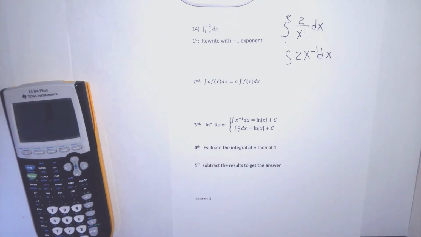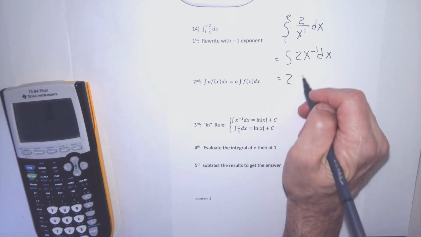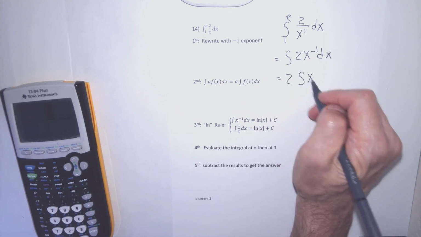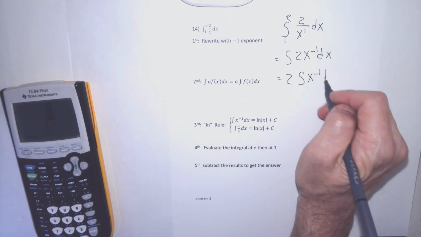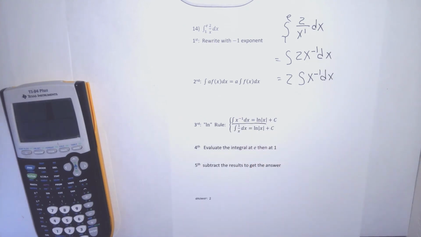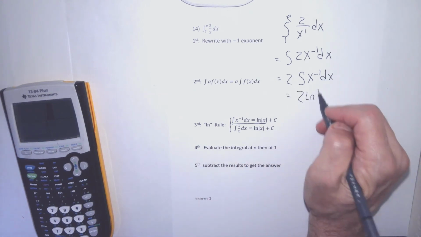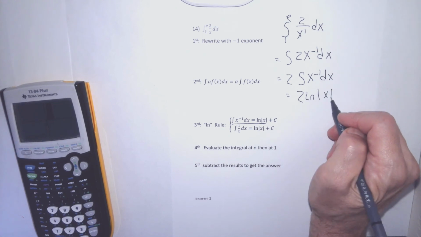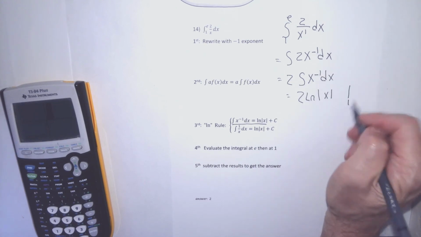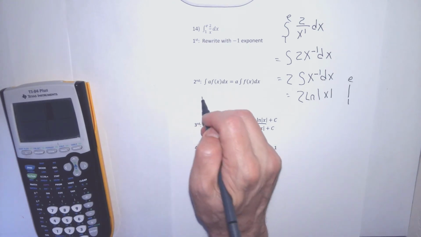I'm going to pull them in when I need them. Bring the 2 out in front of the integral sign and get 2 times x to the -1 dx. Apply the rule for x to the -1. This is going to be 2 times the natural log of the absolute value of x. Don't need the plus c, but I do need the 1 and the e. I'm going to plug the 1 in and the e in.